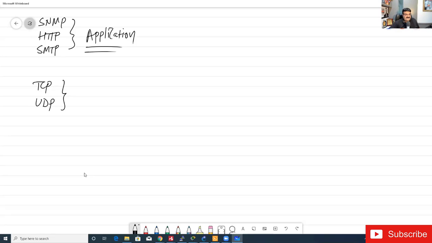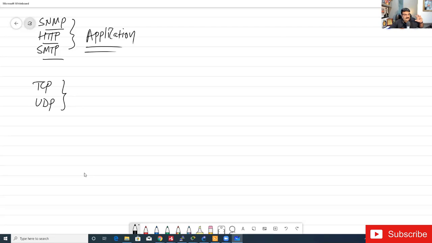See this. These protocols are actually producing the data. When you access web pages, it will transfer through HTTP. If you are monitoring your device, it can go through SNMP. If you are sending email to someone, it can go through SMTP. It is the simple mail transfer protocol, right? Now these protocols are actually data producers, like an application that is running on our system.